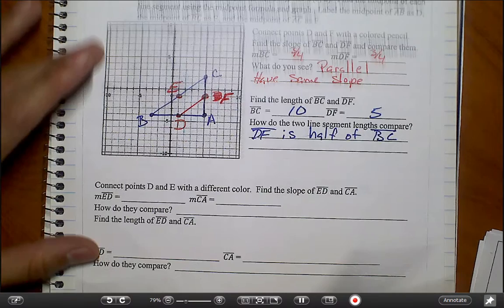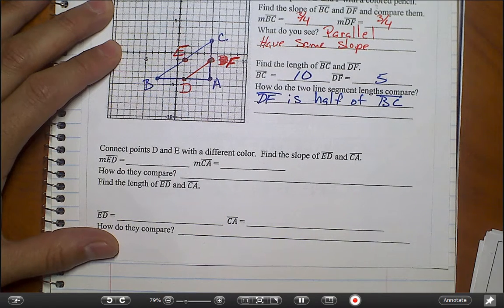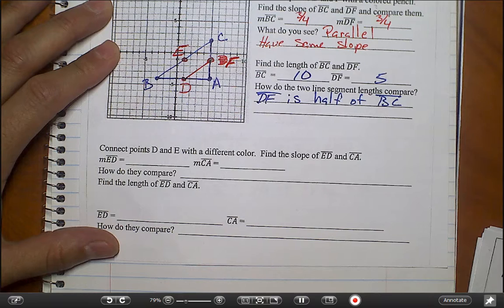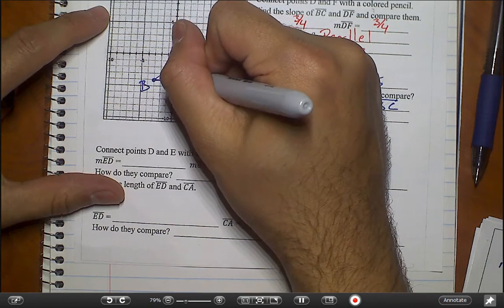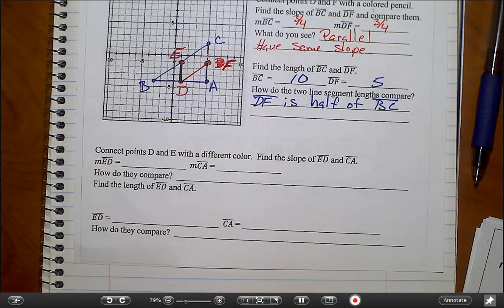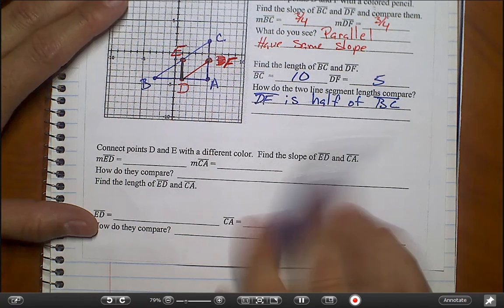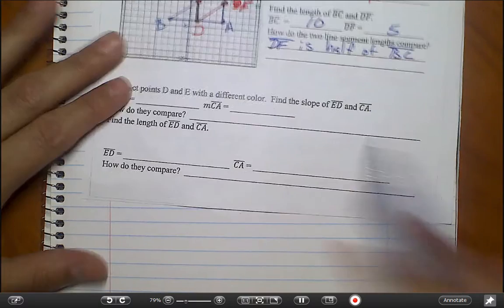Now, connect points D and E with a different color. I don't really have. Actually, I do have. I'm going to use this one right here. There we go. Ooh, look at that. Can't you see that? All right. So, find the slope of ED. So now we're going to go back again.